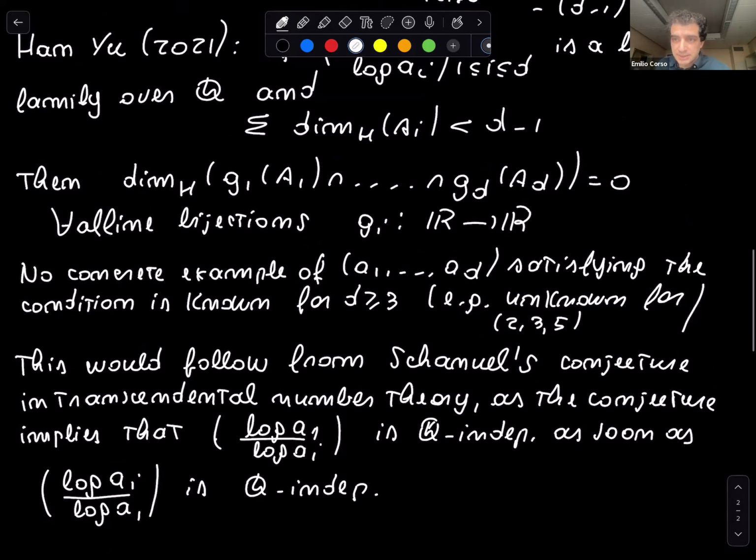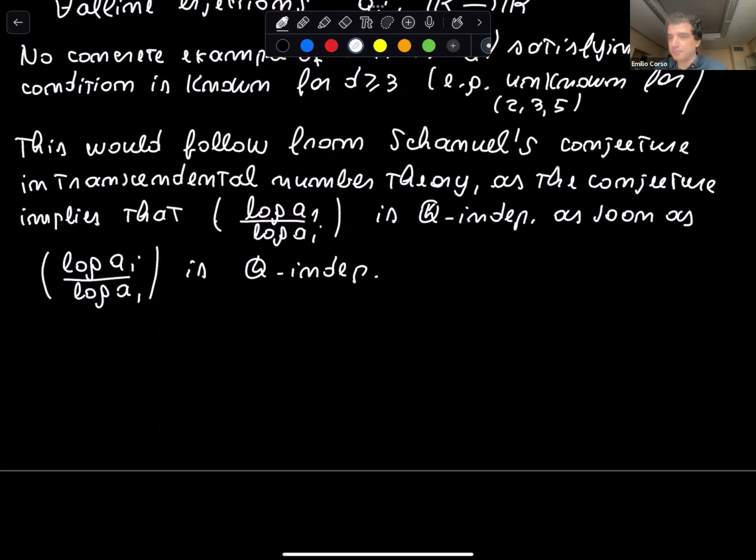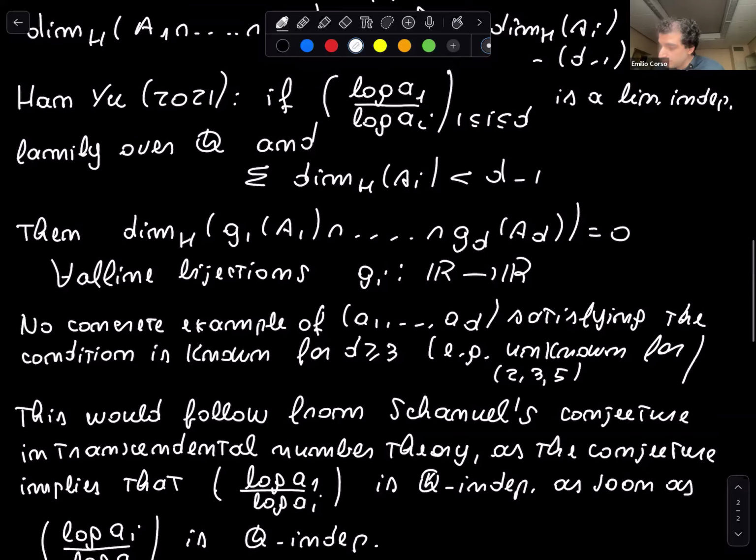So there was this issue with previous results of not being able to produce a single example beyond the case of two sets, which is one of the motivations behind our work with Pablo, extending this result by somehow dispensing with this condition, or actually assuming something less strong, and also dealing more generally with slices of products of such sets.